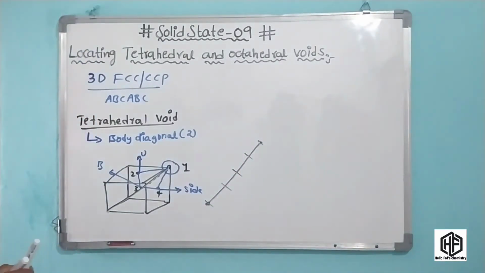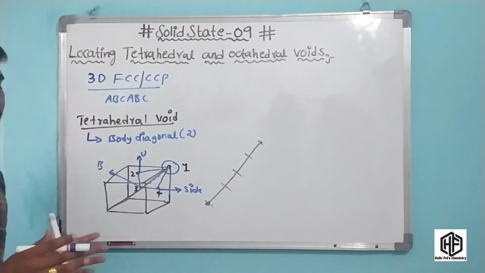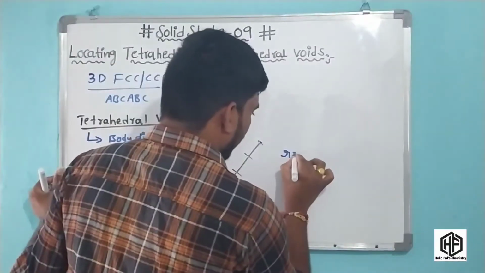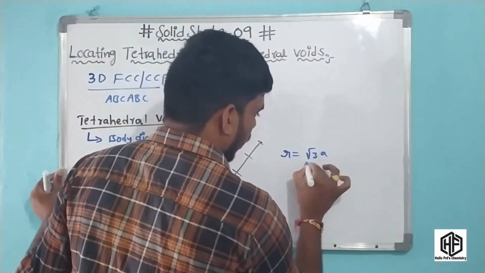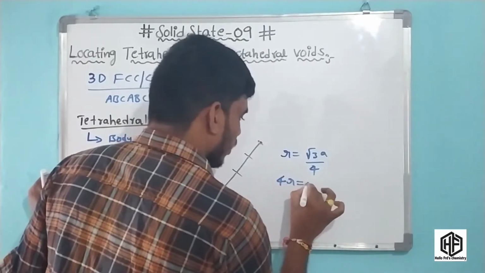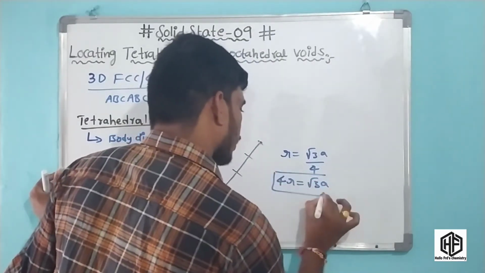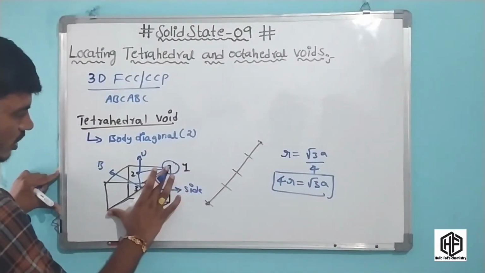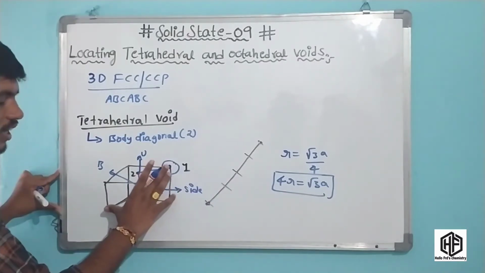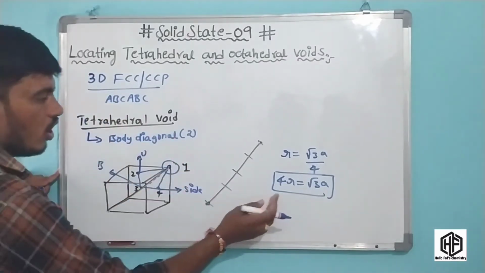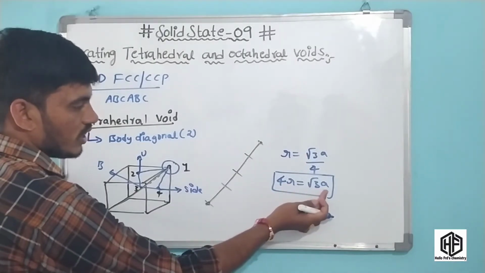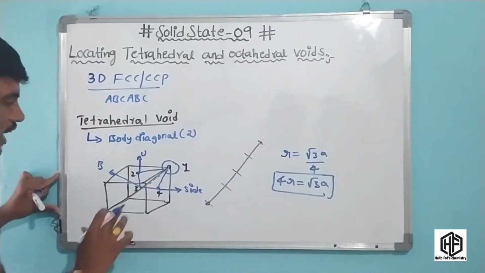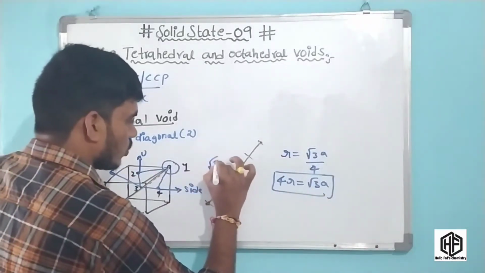You know that in face centered cubic close packing, the relation between the radius of the atom and the edge length of the unit cell is r equals root 3 a by 4. So 4r equals root 3 a. This body diagonal has length 4r. I discussed this point in my previous video. It means this distance is equal to root 3 a.